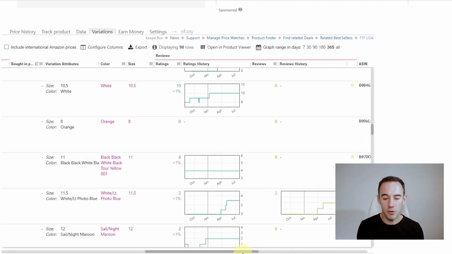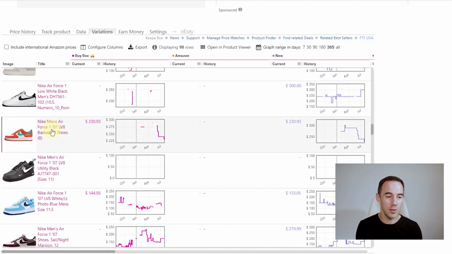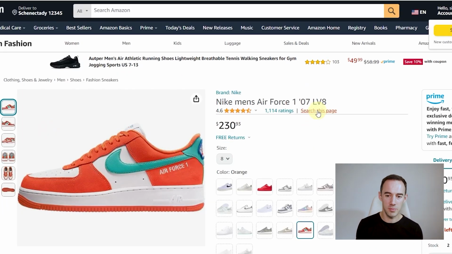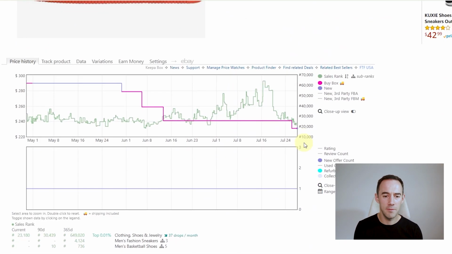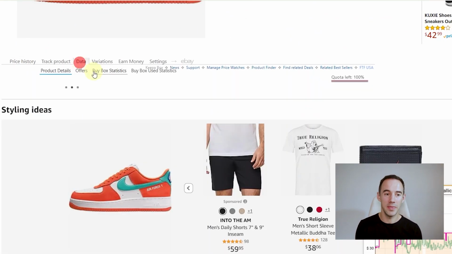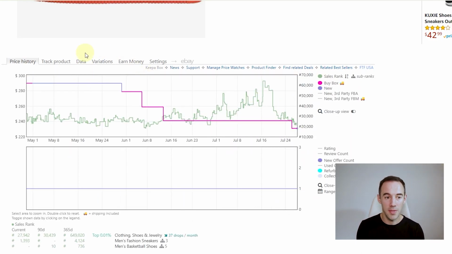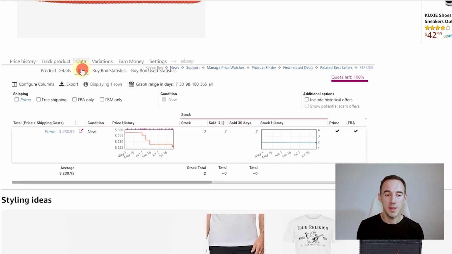Now, what you can also do, and the top tip I recommend, let's have a quick look at this one, is if we click on the actual product, and we go in. So this is the product. We can see it's a men's Air Force. We can actually just go into the data tab, look at the offers, and we can see the stock history. That's the thing that we're really interested in, to see what is going on.